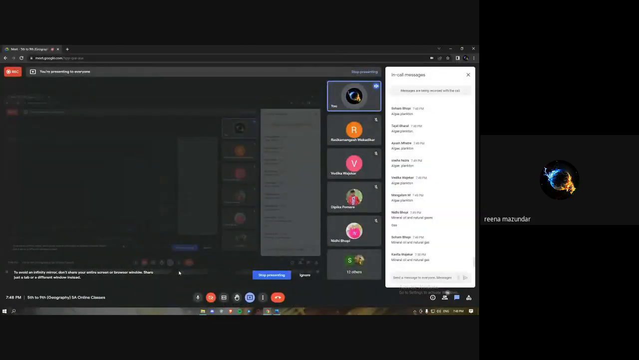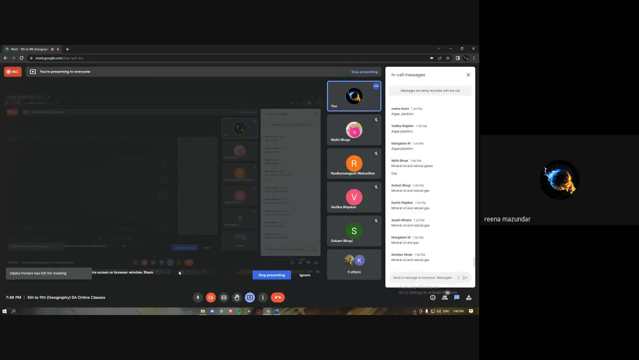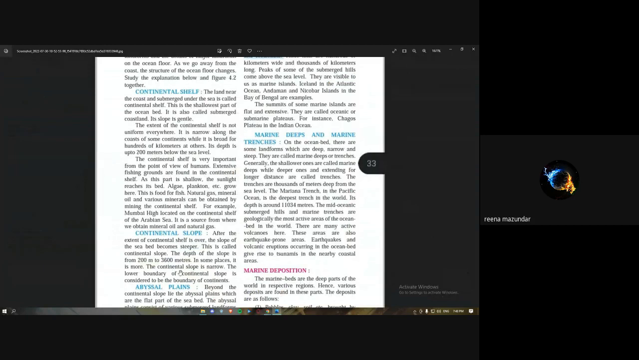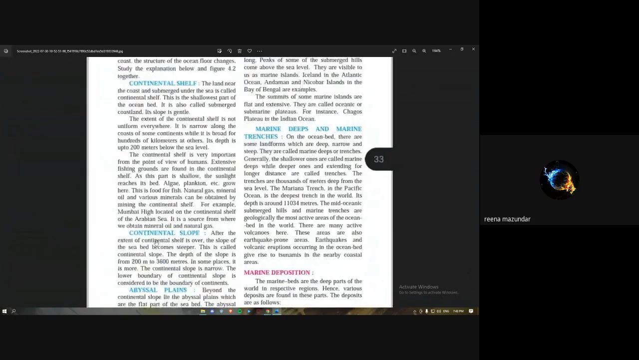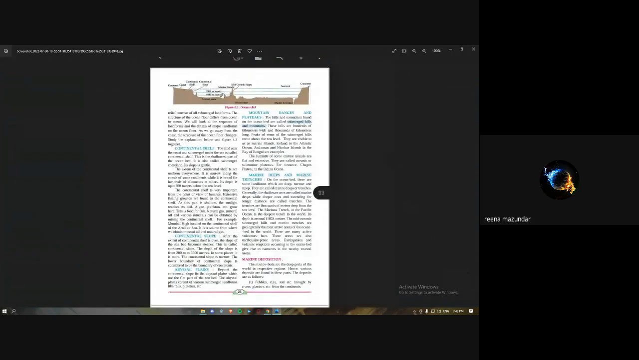What is found in Mumbai High? Okay, very good. Mineral oil and natural gas. Mineral oil and natural gas. Good, good. So I think up to here the topic is very clear. Now the next is continental slope. It is called continental slope.